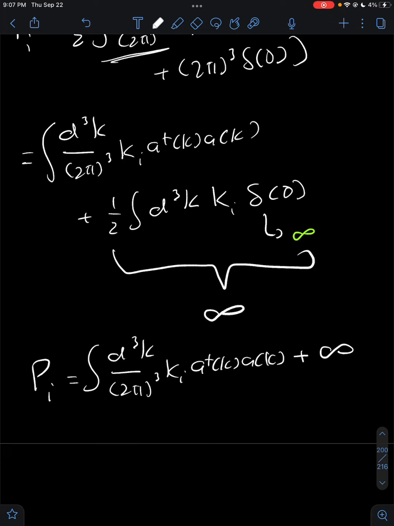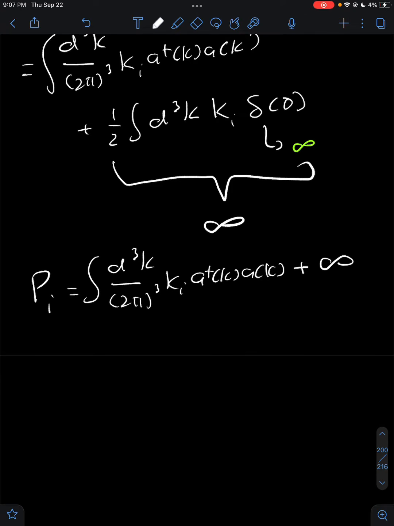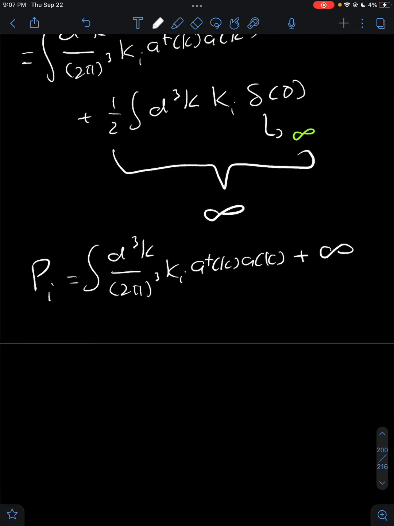Now this is our first divergence that we have encountered in quantum field theory. Yes, our first divergence. It wouldn't be quantum field theory if there were no divergences, right? So this is of course a problem. And this infinity term over here means that basically all particles have an infinite amount of momentum.